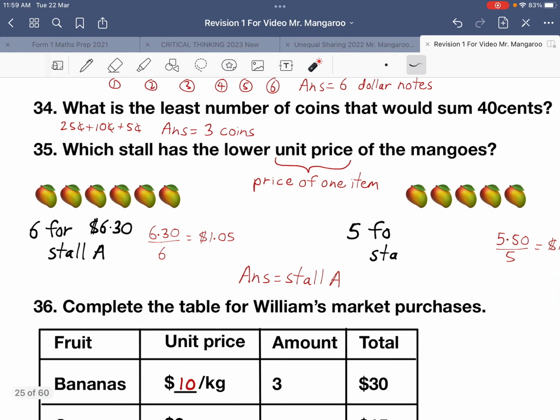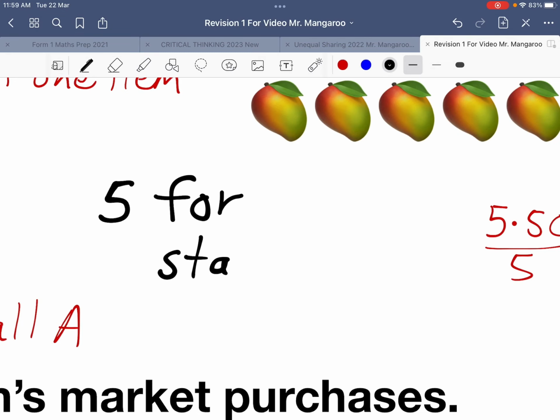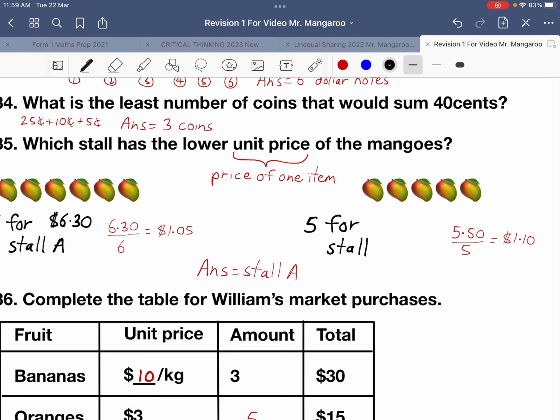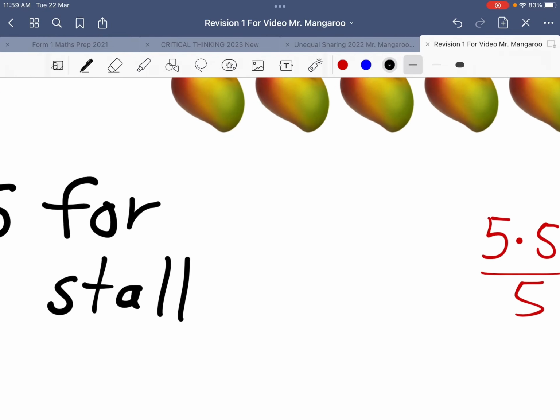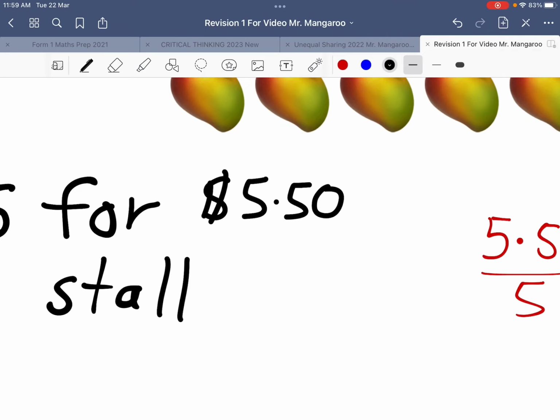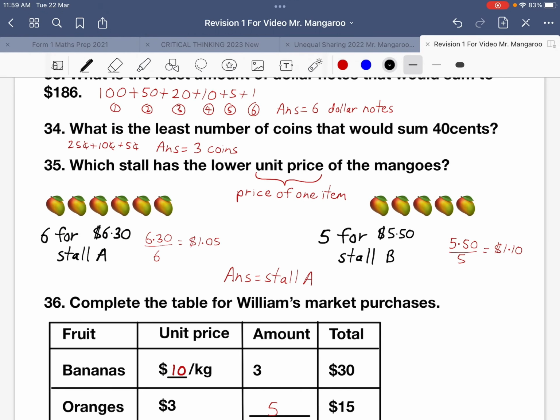35, we have a best buy question. So we have something missing here. We have 5 for 550. Store B. Okay, so we have best buy.